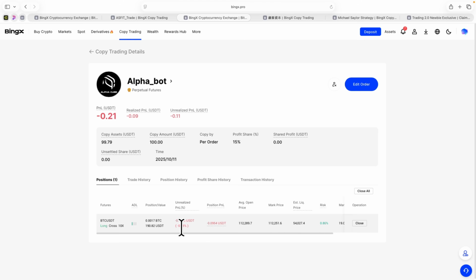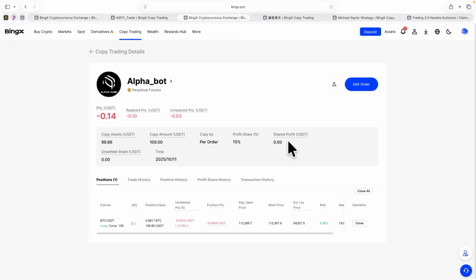So you can see how good it is. It will show you all the details right here. It will show you copy asset, $100, copy amount, also $100, copy buy per order. That copy buy per order means the amount of money I want to use to copy the trader, which was what I entered $20 for. Don't forget, the profit share ratio is 15%.